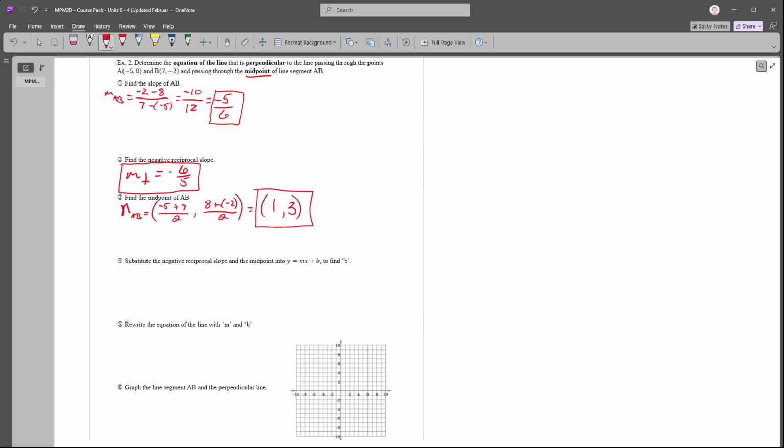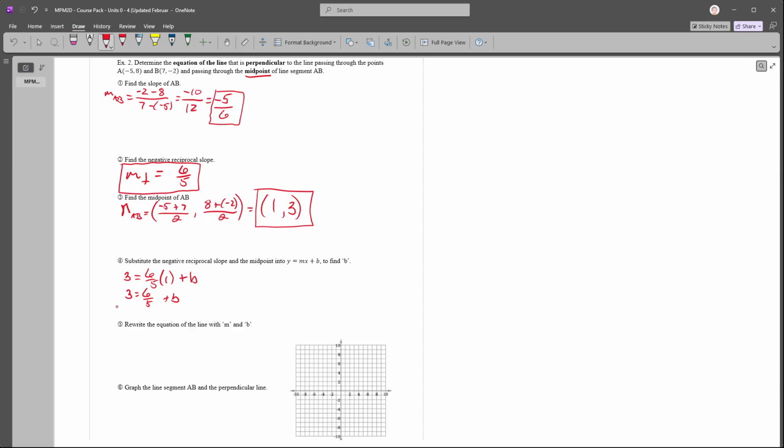So now we can substitute the slope here and the midpoint here into our equation and solve for the b, which is left over. So our y, which is 3, is equal to our m, which is 6 over 5, times our x, which is just a 1, plus our b, which is what we're trying to find here. So 3 is equal to 6 over 5 still, because 1 times that is not changing it, plus b.